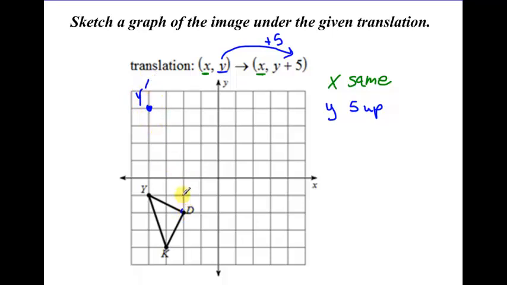D is going to move 5 up: 1, 2, 3, 4, 5. There's D prime. And K is going to move 5 up: 1, 2, 3, 4, 5. Putting it right here for K prime. Alrighty, we just connect these up then, and we've translated the whole triangle.